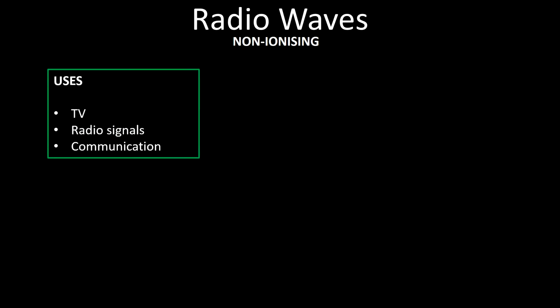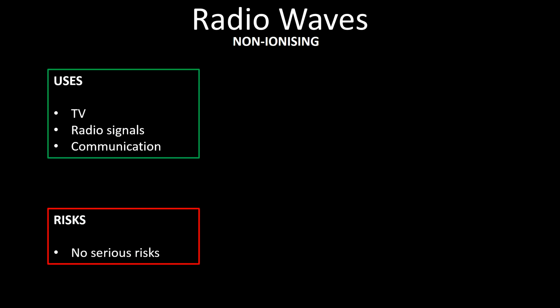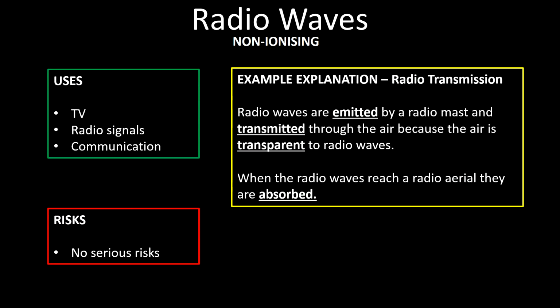So radio waves: TV, radio signals, obviously, communications in general. There are no serious risks from radio waves that we know of, largely because their photon energy is so tiny. So an example of an explanation, a radio transmission. A radio wave would be emitted by a radio mast, transmitted through the air, because the air is transparent to radio waves, that means it lets them through. And when the radio waves reach a radio aerial, say attached to a radio in your kitchen, they are absorbed, and that's what transfers the signal.